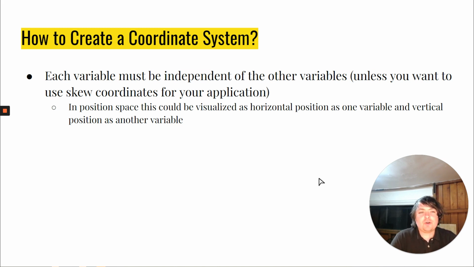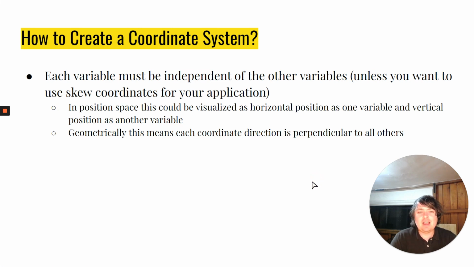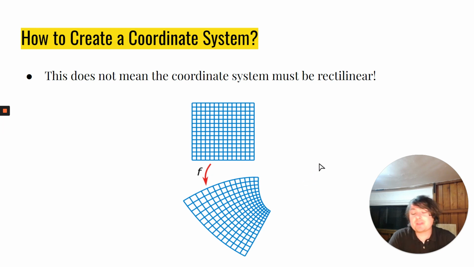Okay, so in position space, this can be visualized as horizontal position as one variable and vertical position as another variable. And geometrically, when you make each of the variables independent, that means each coordinate direction is perpendicular to all other coordinate directions. However, even though the coordinate directions are perpendicular, this does not mean that the coordinate system must be rectilinear, so by fancy word, rectilinear just means like a grid-like shape.